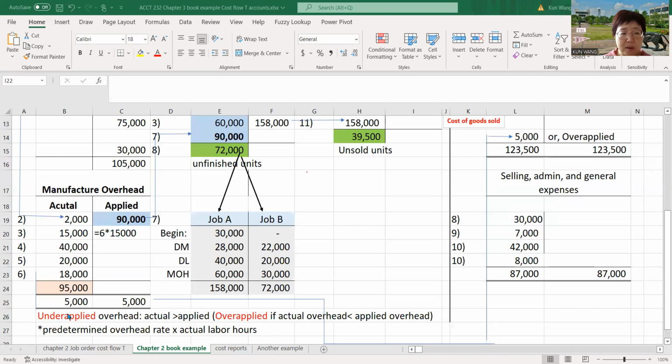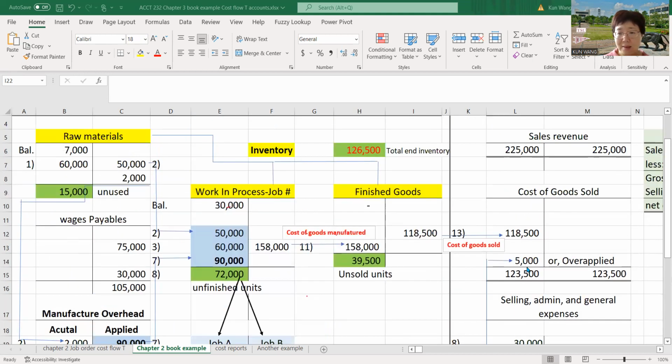So for the 5,000 under applied, because before we clear it, we have a debit balance, we remove this balance from the credit side. In accounting, if we have a debit, we have to decrease this balance by using a credit. So we credit the manufacturing overhead 5,000 and debit the cost of goods sold. So this is the adjustment of the overhead balance.